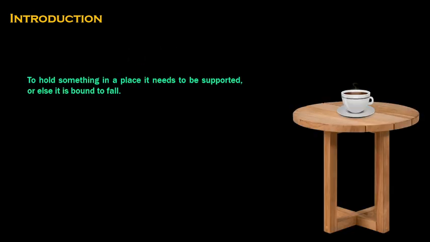Also, to hold something in its place, we need to support it from below. If we do not support it from below, it will simply fall. For example, I have shown here a cup of tea placed on a table. If the table is not there, then the cup will simply fall. So, what is the purpose of putting a table below it? When we put a table below the cup, we are preventing the cup from falling downward.